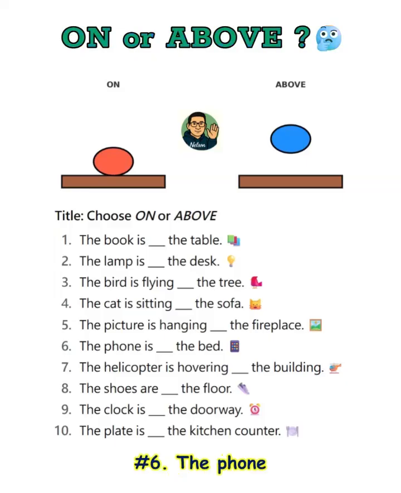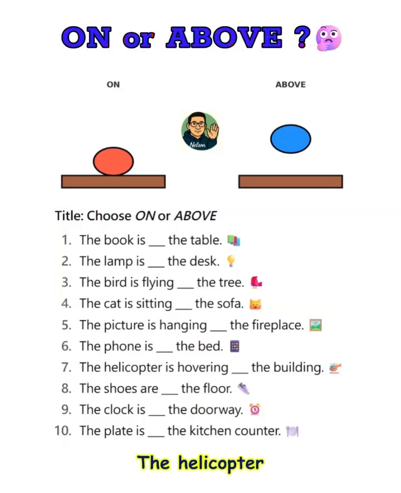Number 6, the phone is blank the bed. Which one should it be? The phone is resting on the bed surface, so the answer is on. The phone is on the bed.